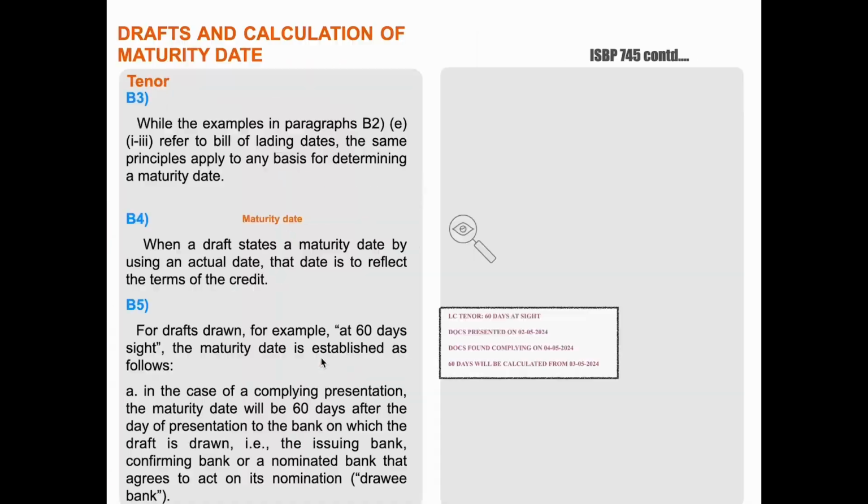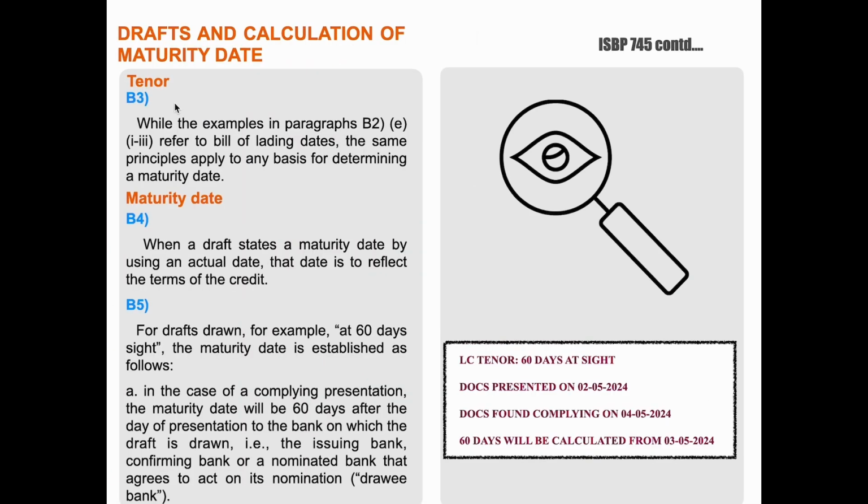All right. Now let us move to B3. While the examples in paragraphs B2, E1, 2, 3 refer to bill of lading dates, the same principles apply to any basis for determining a maturity date. Means what? The logic remains the same for any transport document. It can be a BL, it can be an air transport document, or it can be a truck receipt, whatever. While considering a date for calculation of maturity of draft, the logic remains the same. So this also we have to note very carefully.